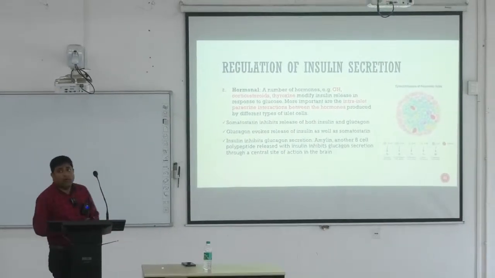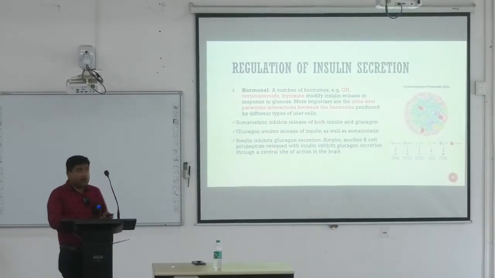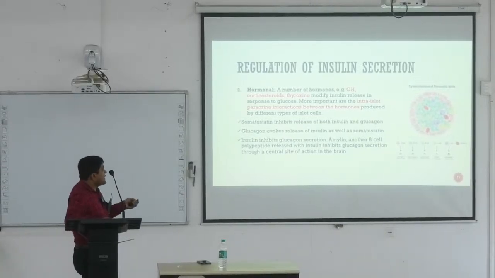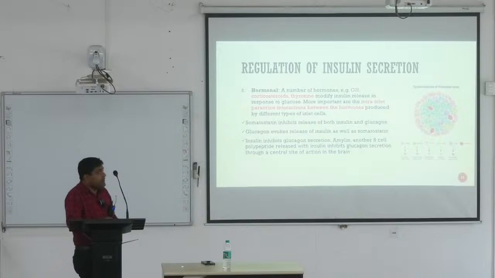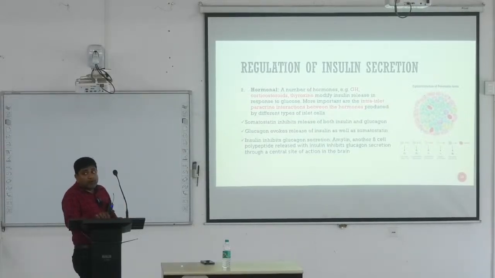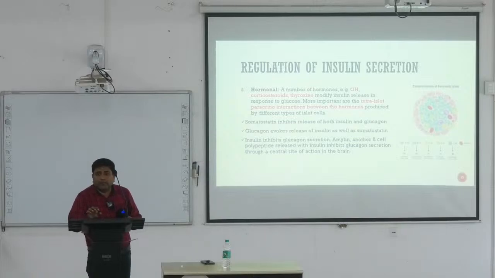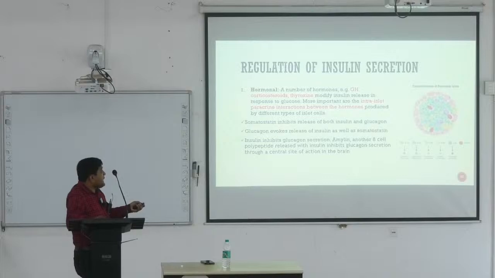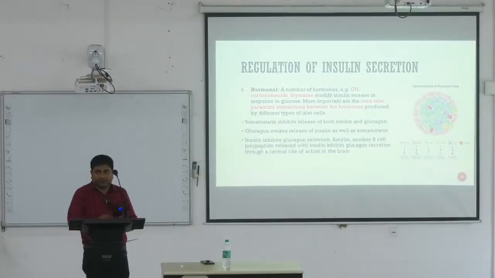Number 2 regulators are hormones. We all know that a number of hormones like growth hormone, corticosteroids, thyroxine modify insulin release from the pancreas in response to glucose. The more important thing is that a number of hormones are produced from the pancreatic islet cells themselves. They include insulin, glucagon, somatostatin and others. And there are intra-islet paracrine interactions between the hormones.